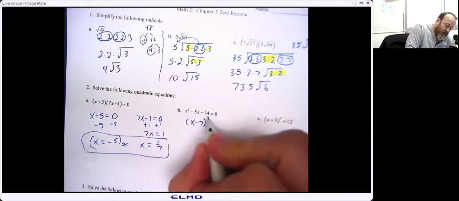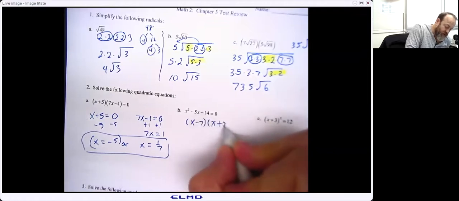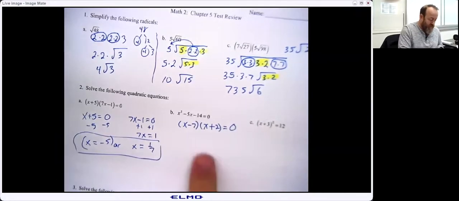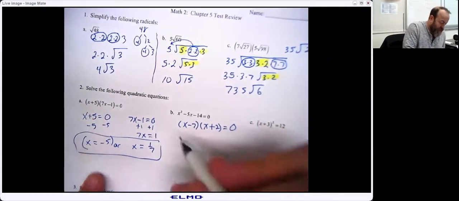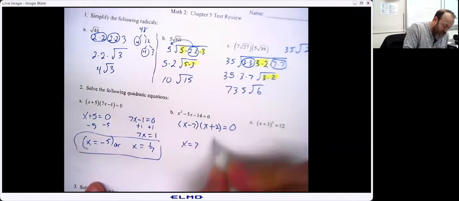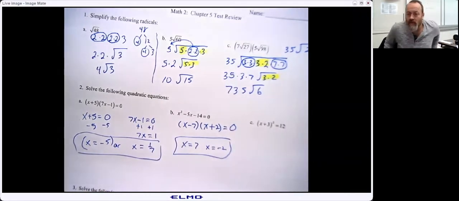We're going to look for two numbers whose product is -14 and whose sum is -5. And of course, the numbers 2 and -7 would achieve that feat. And in a very similar way to this problem, I can look at it and see the two answers that would produce a 0. One of them is 7 and the other one is -2. And that's fantastic when we can solve a problem that fast just by looking.